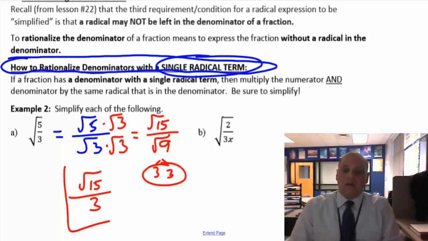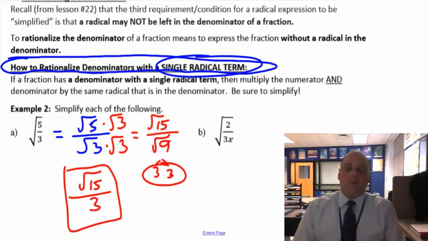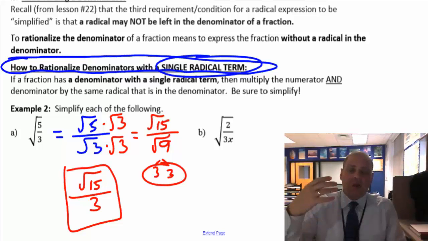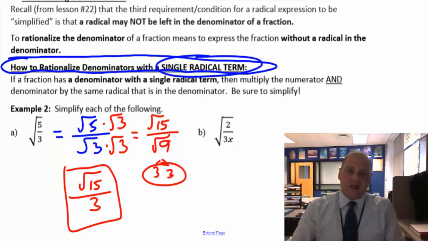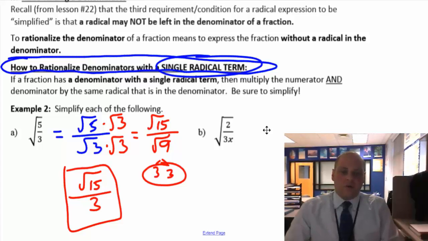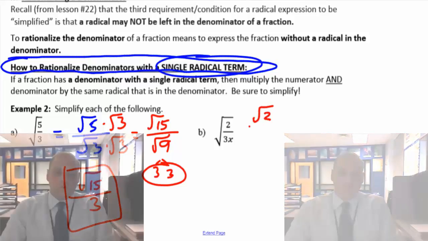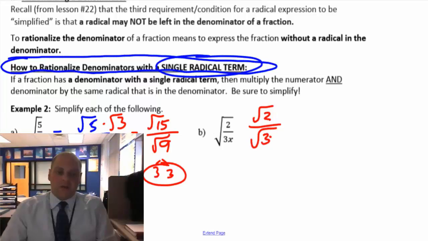And you're done. So now in simplest form, we've gotten that radical out of the denominator. Now, it made the numerator more complex, or a larger radical. That's going to happen. We don't care about that. It's the denominator. You do not leave radicals in a denominator. That's important. All right, so here we have radical 2 over radical 3x.